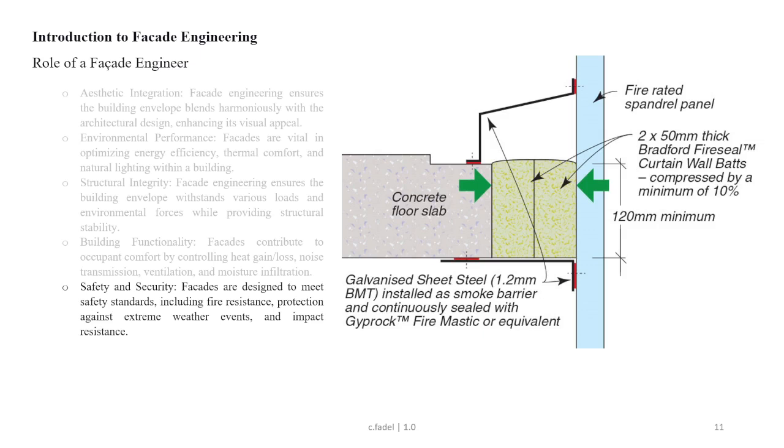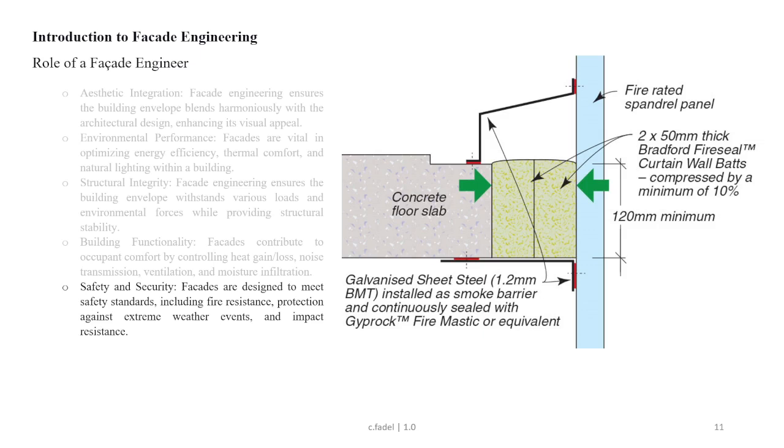So impact resistant glazing, for example, or wind resistant cladding systems and secured connections shall be employed to protect the building envelope and occupants from this kind of severe weather condition.